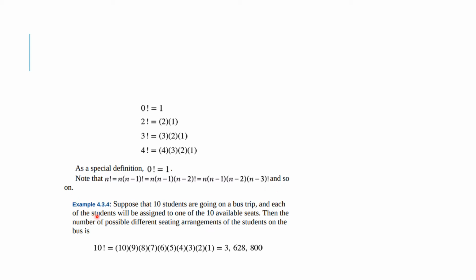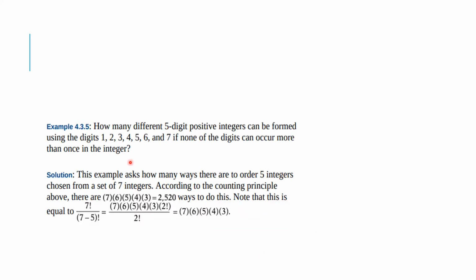Let's have a look at one example. Suppose that 10 students are going on a bus trip and each of the students will be assigned to one of the 10 available seats. Then the number of possible different seating arrangements of the students on the bus is 10 factorial, which is 10 times 9 times 8 times 7 times 6 times 5 times 4 times 3 times 2 times 1, equal to 3,628,800. That is our answer.